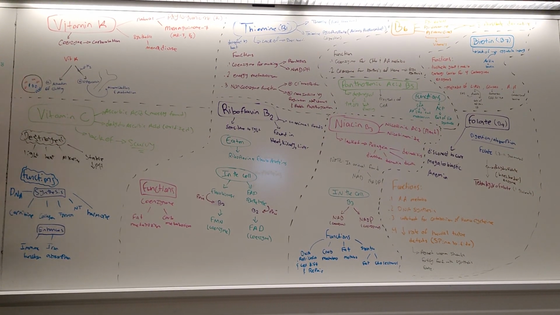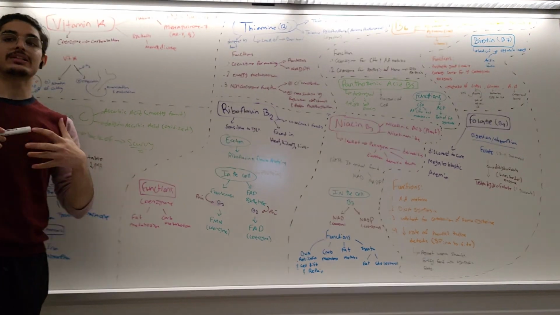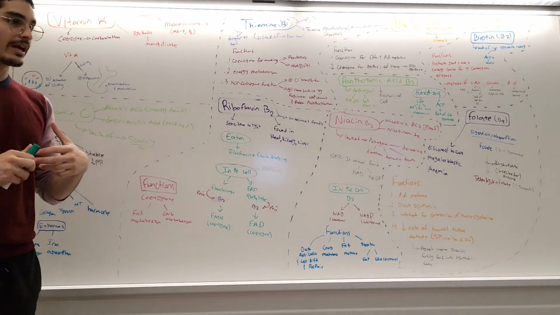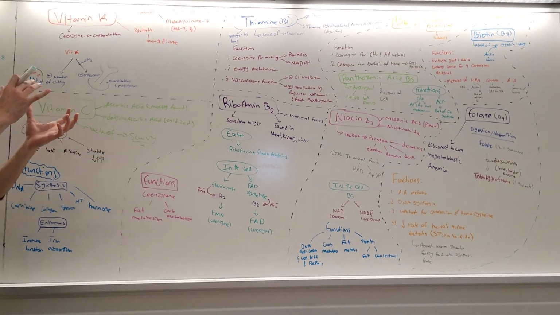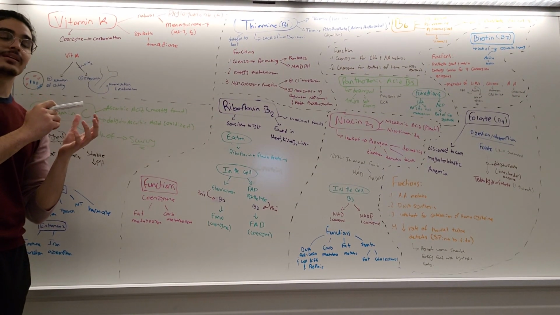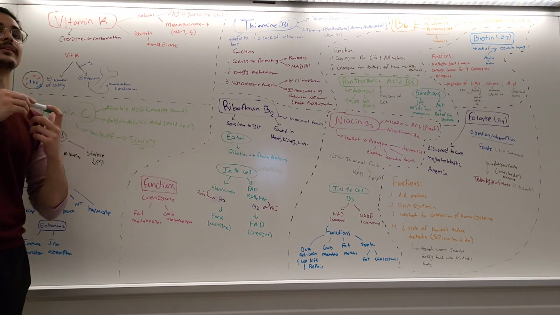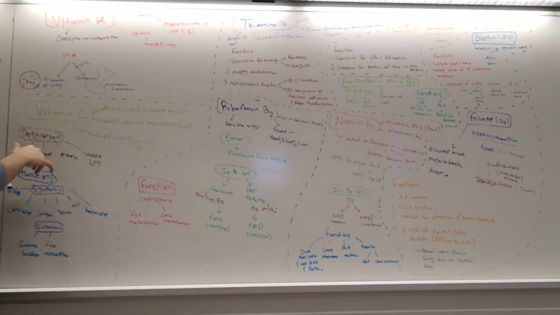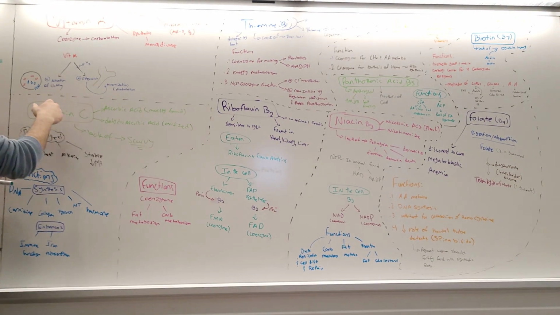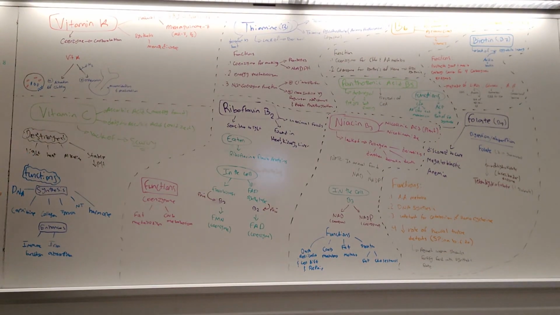Well, I said that it's a coenzyme for the carboxylation of certain proteins, okay? Specifically a GLA protein, okay? So it's part of the enzyme that carboxylates the GLA protein, okay? And it can also be found in the bones as well, but you don't got to worry about that.